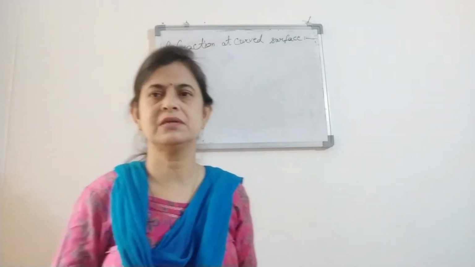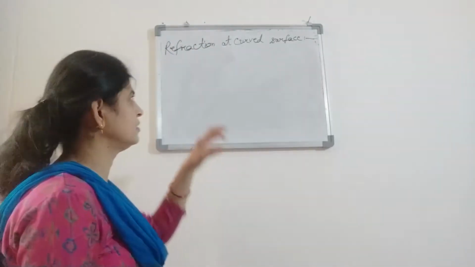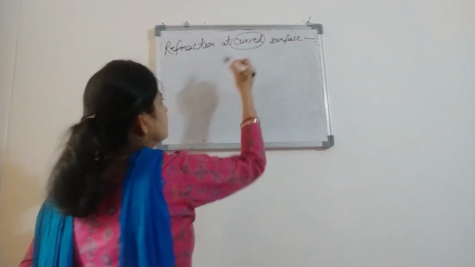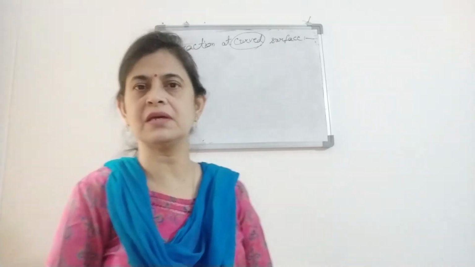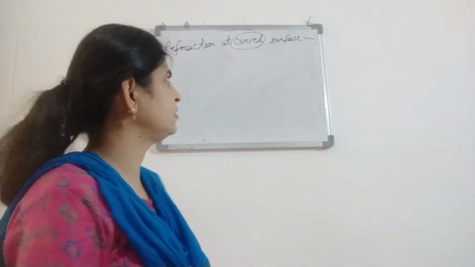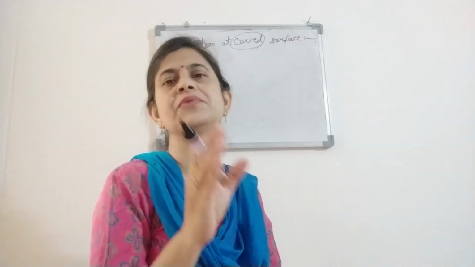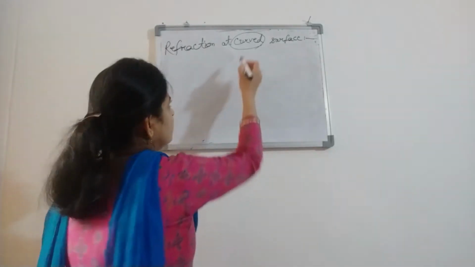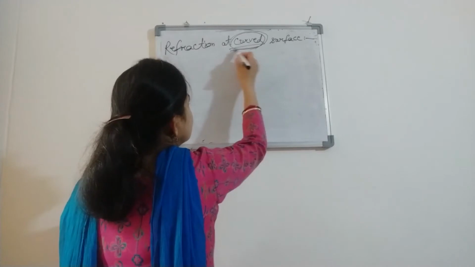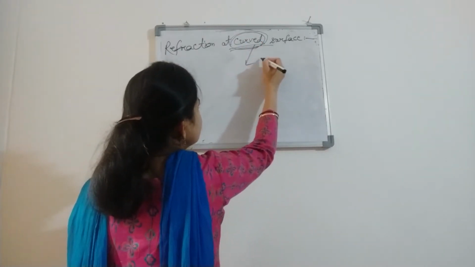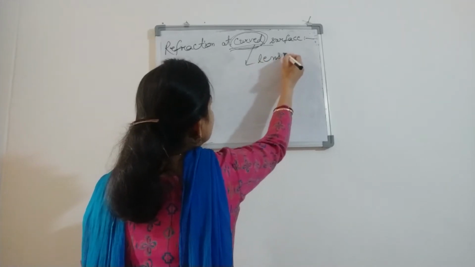Good morning, students. Today we will discuss the process of refraction at a curved surface. In the previous class we discussed refraction for a plane surface. Plane surface means the case of a glass slab. So what do you mean by a curved surface? Curved surface means generally we will consider the case of lenses.